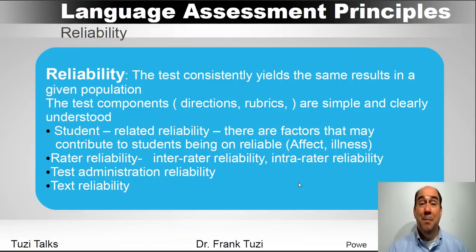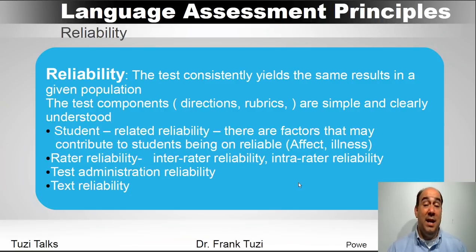Another would be reliability. Reliability actually is testing the consistency of a test. The test consistently yields the same results in a given population. So if you have the same type of people, the same group of people coming through, will you continue to have the same type of answers over and over again? Okay, and if you do, then a test is going to be reliable. An assessment is going to be considered reliable.